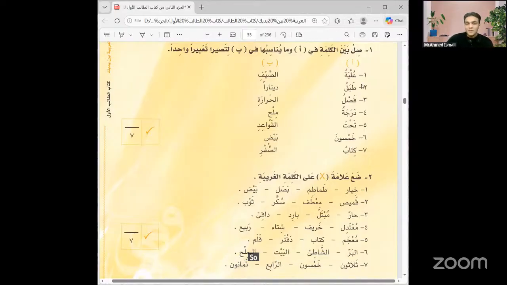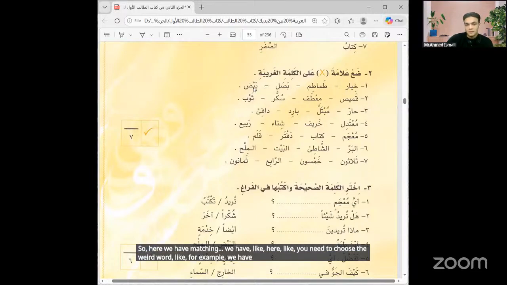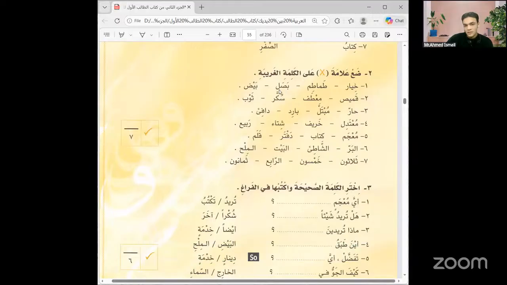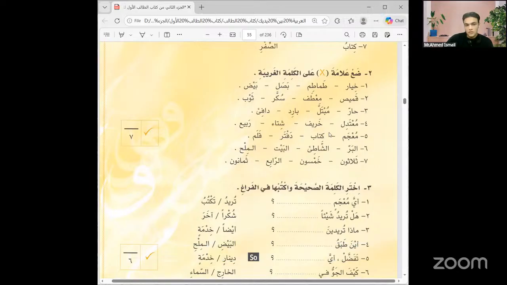So here we have matching. Here you need to choose the weird word. For example, we have خيار, طماطم, بصل, and بيض. So خيار and طماطم and بصل and بيض. So the بيض is the weird thing here. We have قميص, معطف, سكر, and ثوب. All of these are clothes except سكر, sugar. So the sugar is the weird thing here, and so on.